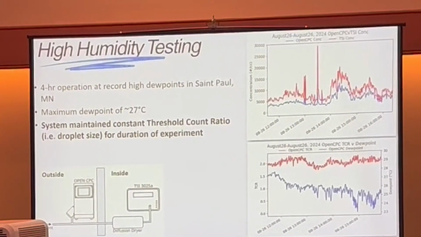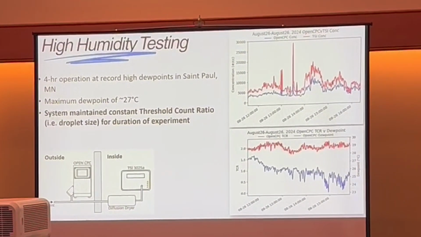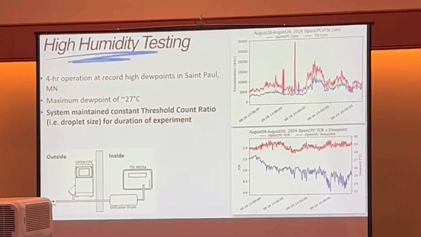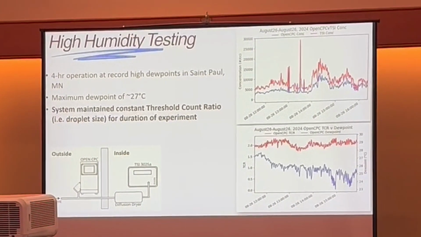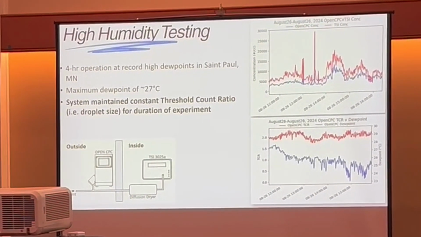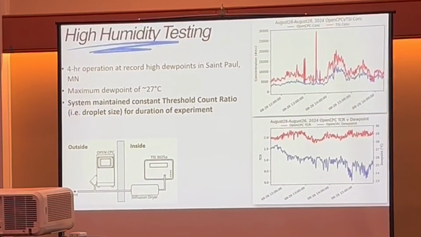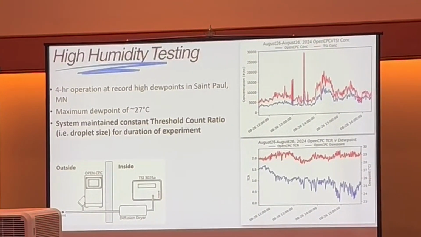We operated for 4 hours, and we see a fairly consistent response from the counts from both devices. On the bottom plot, the blue line is the dew point over that 4-hour window, and the red line is the TCR, the threshold count ratio. What you see is it's consistent over that entire run. Again, TCR is like droplet size. We don't know exactly what it is because we don't have a nice reference, but you can view it that way: lower TCR means smaller, bigger TCR means bigger particles. Most importantly, it's stable for that 4-hour run.